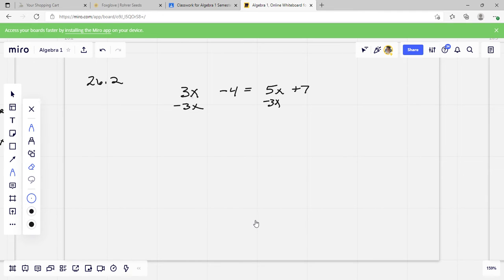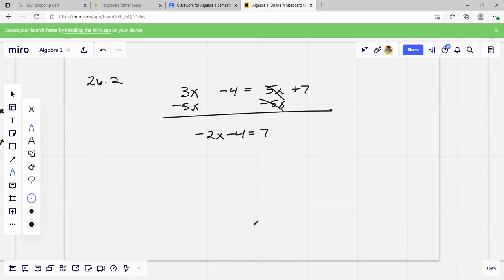So they gave me the exact same one, and this time I'm going to subtract my x on the other side. In that one, I moved the 3x over. Now I'm going to do the opposite and move the 5x over to that side, so minus 5x. We should come up with the same answer. It doesn't matter which side you move it to. So that's going to be negative 2x minus 4 equals 7.